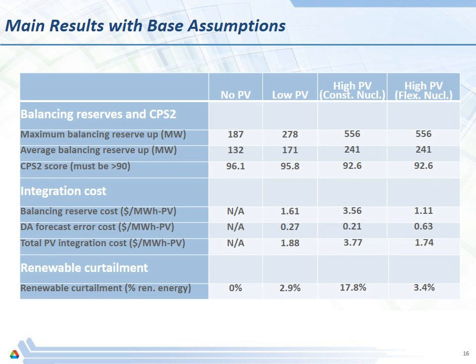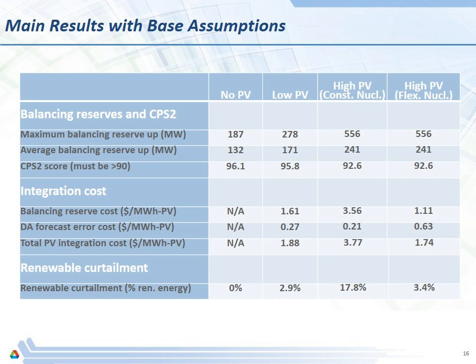When we add the high PV case and get to higher PV penetrations, we did see a larger increase in the balancing reserves that were required, and some of those deviations were significant and somewhat more fast, so that ended up having a slight decrease in our CPS2 score. With the constant nuclear case, we ended up with a larger cost associated with the balancing reserve. So now we bumped up our integration costs more towards the $4 a megawatt hour range. The biggest issue, though, was curtailment of renewables. We just ended up with too much curtailment here. This is almost 18% of our renewables being curtailed.